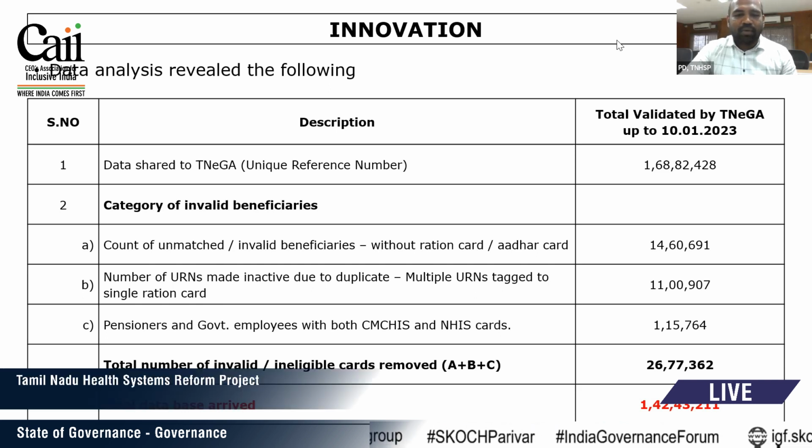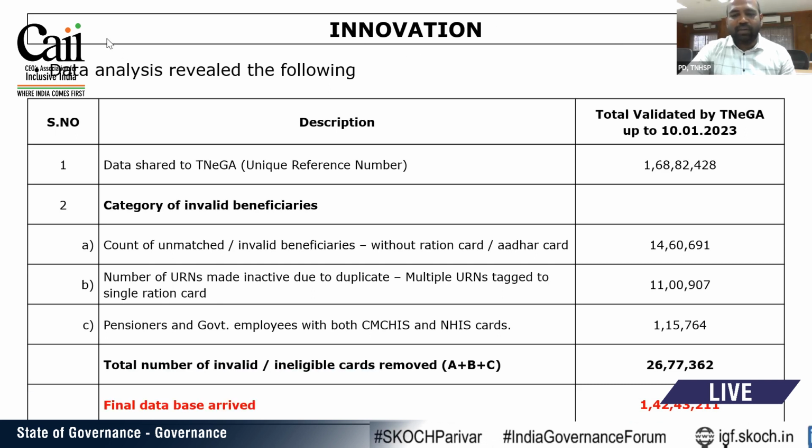Next criteria is the government employees and pensioners, which is found to be 1 lakh and 15,000 families. So the total number of invalid and ineligible cards identified were 26 lakh 77,362 families. So after excluding, the final database arrived as 1.42 crore families.